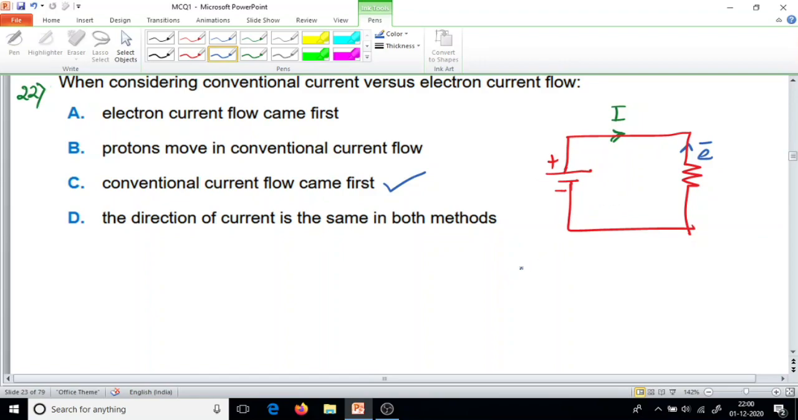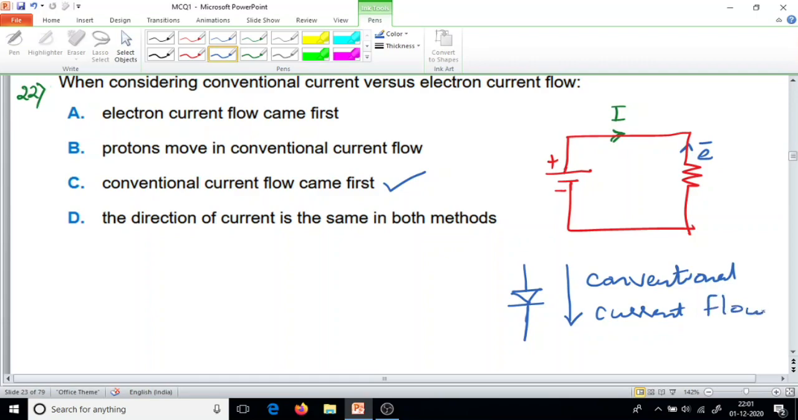Similarly, in the diode we have a symbol. The diode symbol is like that, and this is the direction. This diode symbol is based on conventional current flow, that is, it is based on the conventional current flow through it.